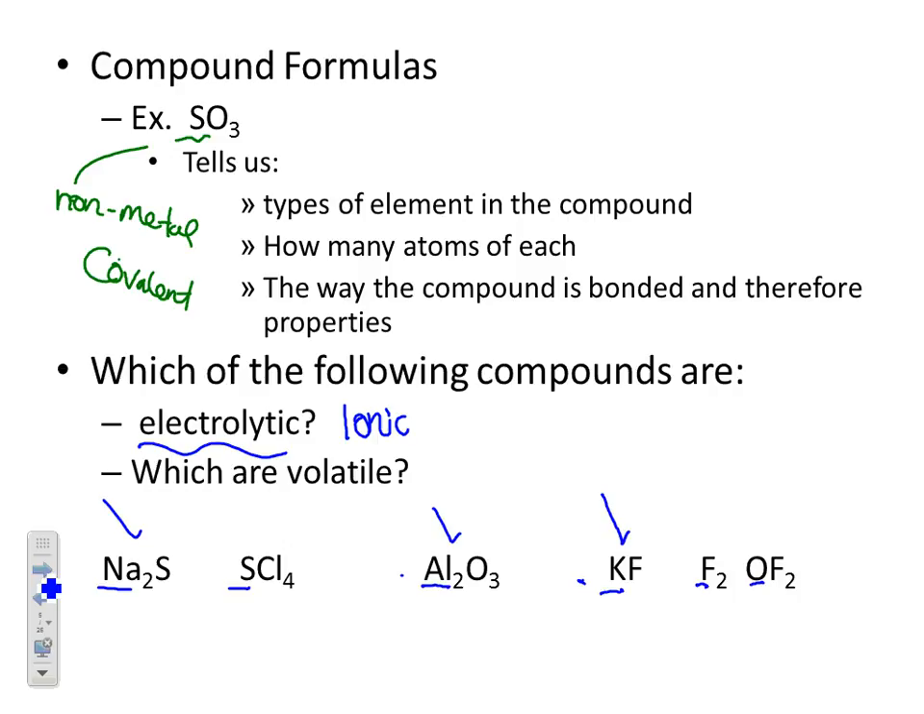Next question, which are volatile? Well, if volatility is a property of covalent compounds, this is really just asking us which ones are covalent, so that would leave us with the ones that we indicated were not ionic. Because a compound is either ionic or covalent. There's nothing in between.